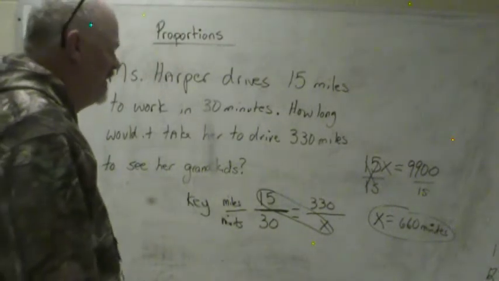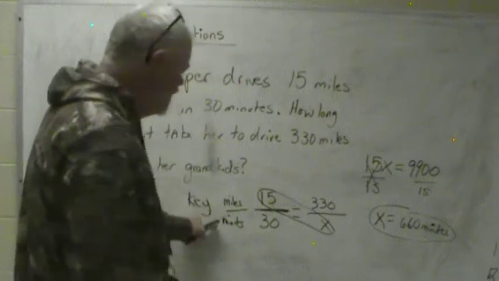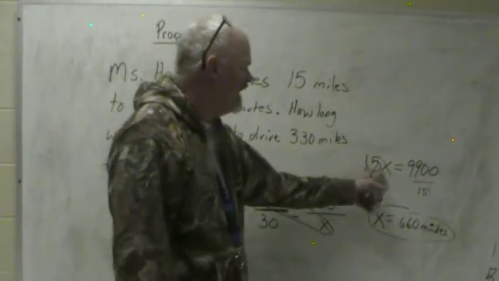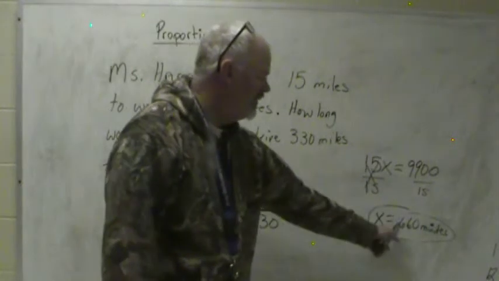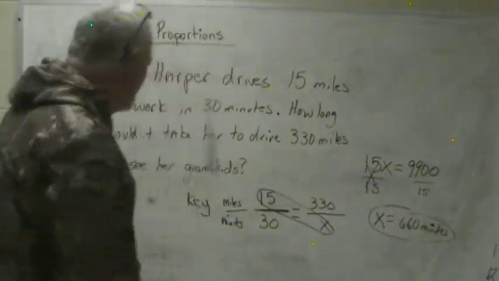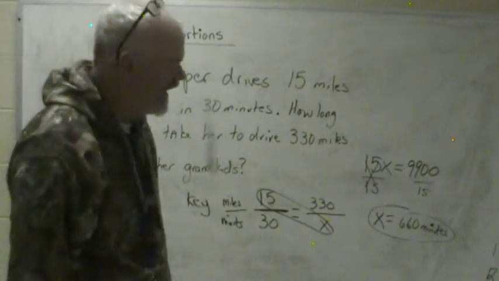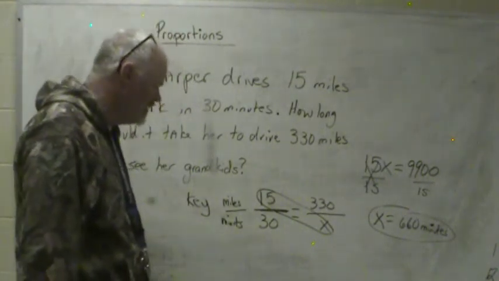So remember, set up a key, put your numbers in the right spot, butterfly, and then get the X by itself. 660 minutes it would take her to drive to see her grandkids. She doesn't drive very fast, right? She's not driving very fast.